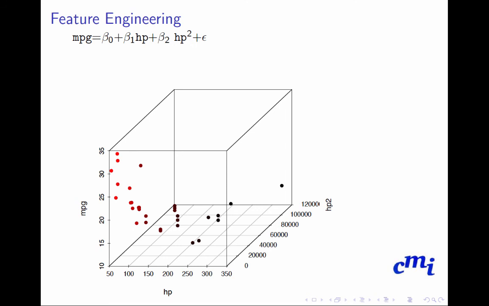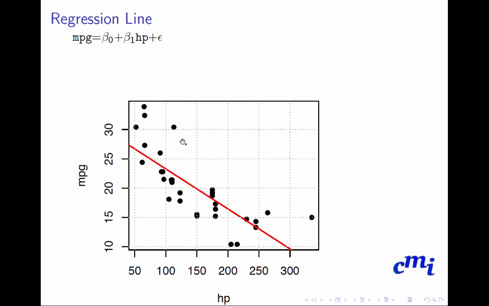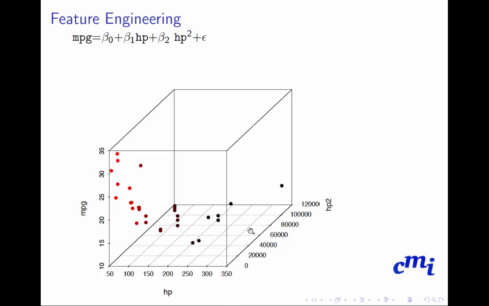I am hoping that in the higher dimension I will fit a linear hyperplane. So I will fit a regression plane, a two-dimensional plane in a three-dimensional cube, and that will model the relationship between horsepower and miles per gallon nicely, and this is what is known as feature engineering.